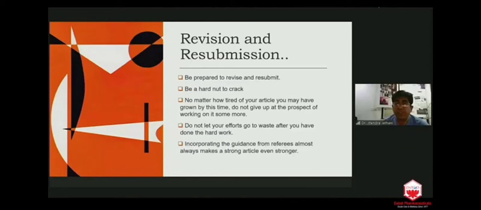You should be incorporating the guidance from the referees. You should always understand that these are your peers, and the thoughts and suggestions of peers actually make your article much stronger. Even if the article is rejected by one of the journals, you get key points and key messages from your peers. You can make it better.